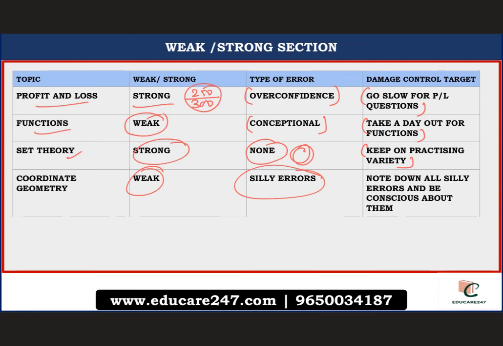All right, so here coordinate geometry is my big topic, and I'm making silly mistakes in this type of error. So what will I do over here in damage control? Note down all the silly errors and be conscious about them, because next time when you face a coordinate geometry question in your test, you will be aware that yeah, I've made a lot of silly errors. I'm also conscious about what all errors I had made, so I'm not going to repeat them. So note down all the silly errors that you're making. Calculation errors, silly errors, conceptual errors, make a proper categorization and note it down in a register or your notebook.